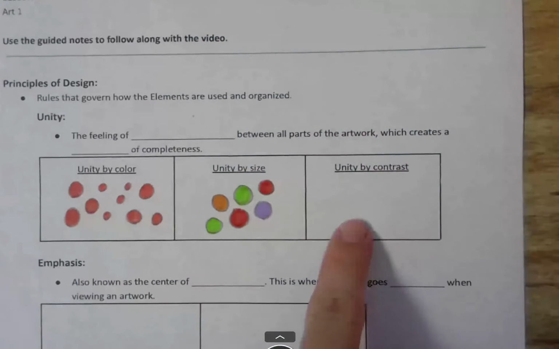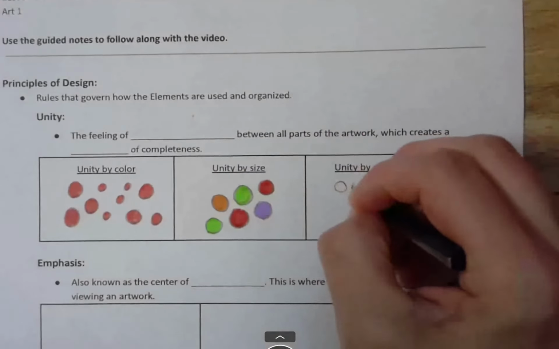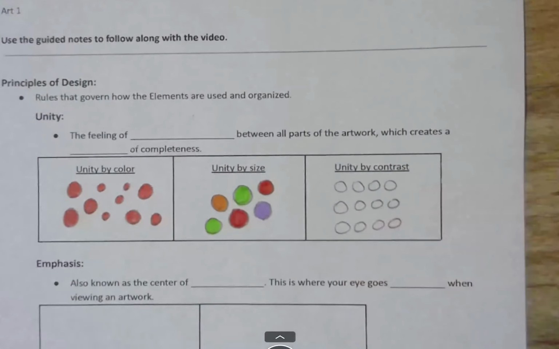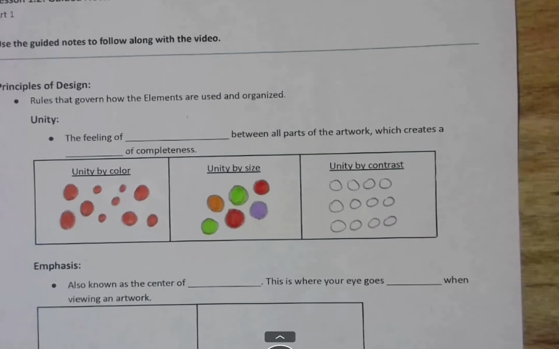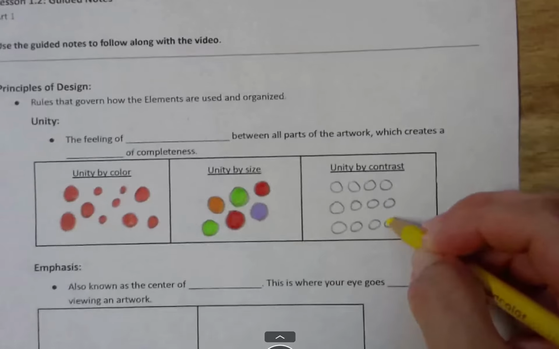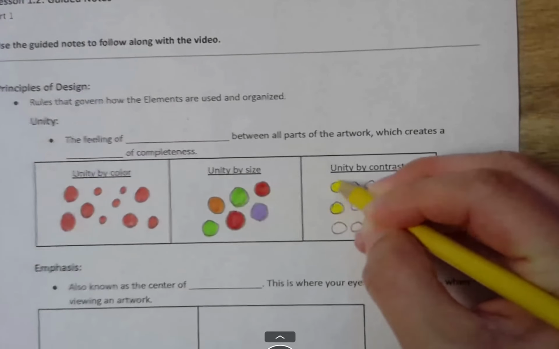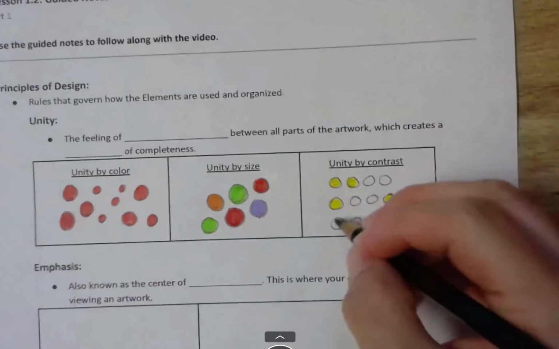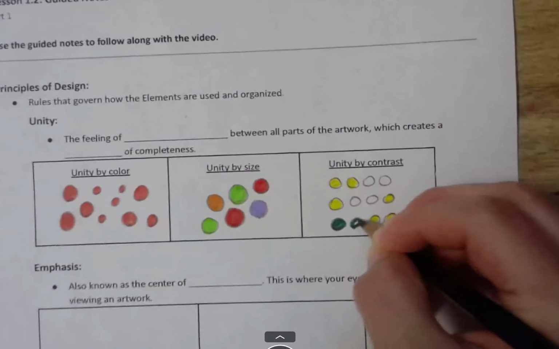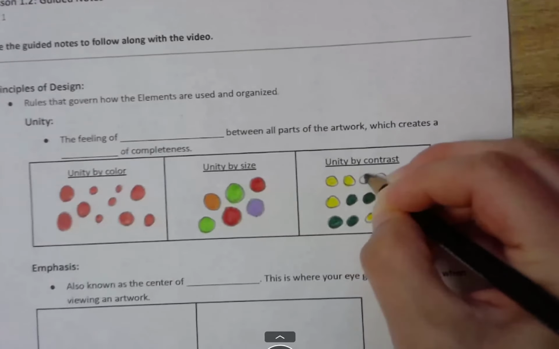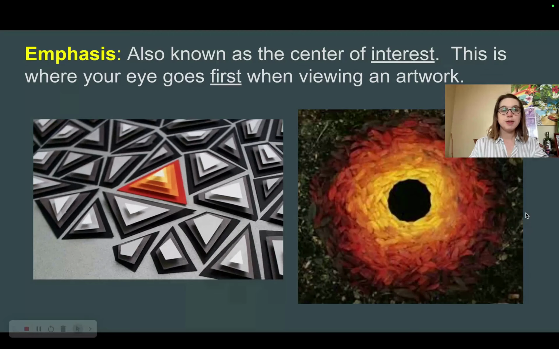For unity by contrast, I'm going to draw a series of circles, make sure they're all the same size, but what unifies them is the contrasting colors. So I'm going to use yellow and a darker color, and I'm going to color in some of these circles yellow, and then the other circles are going to be colored with a darker color. So contrast is the unifying principle here. The use of contrast helps unify the design.